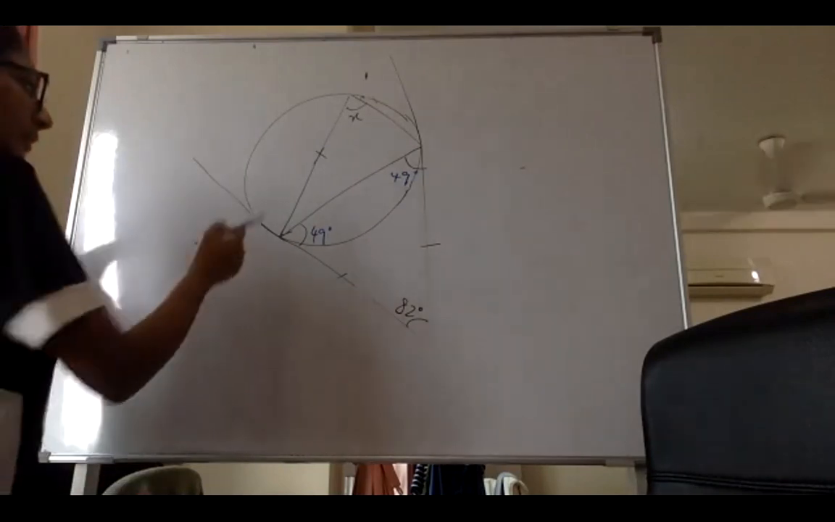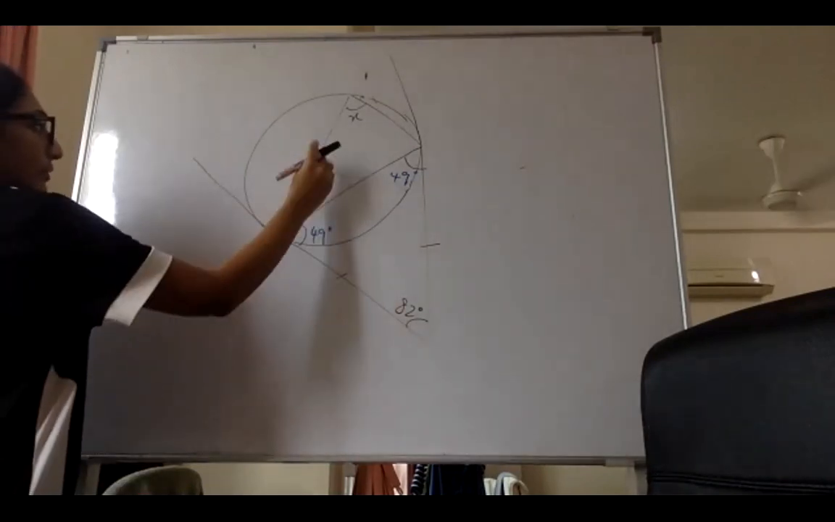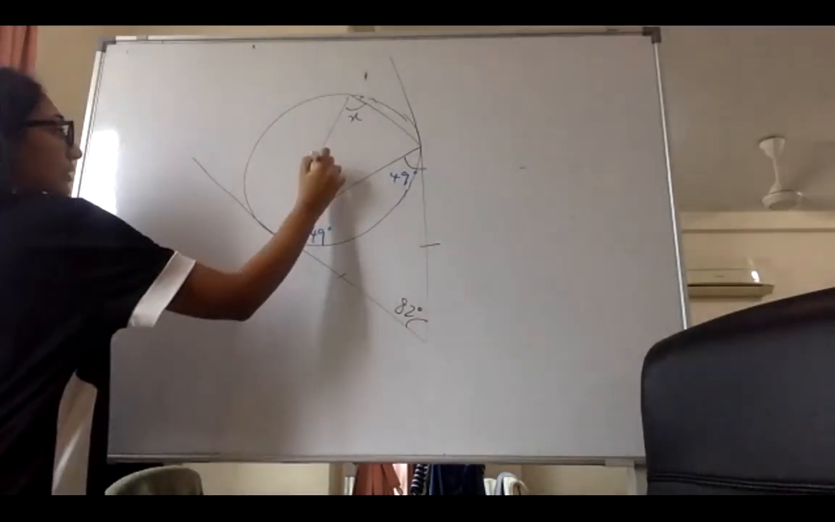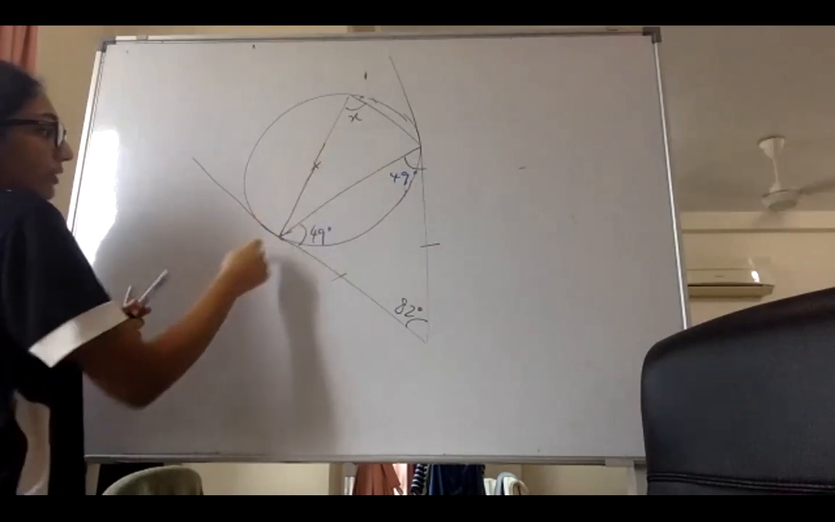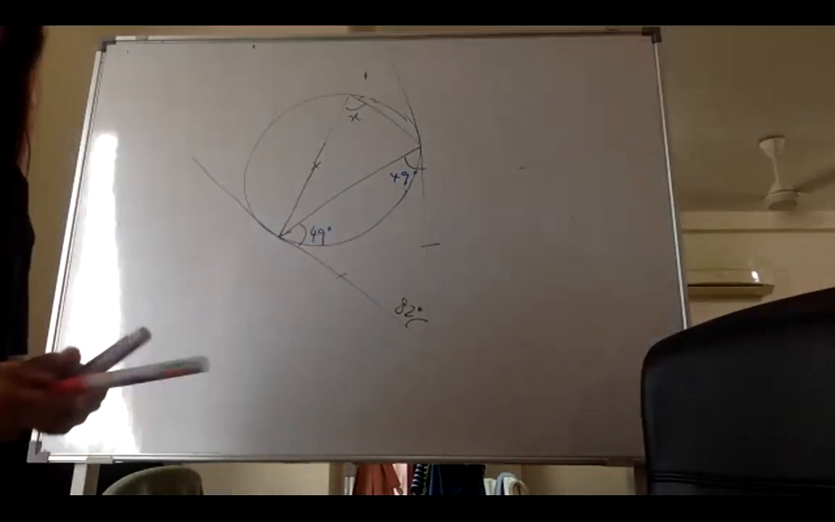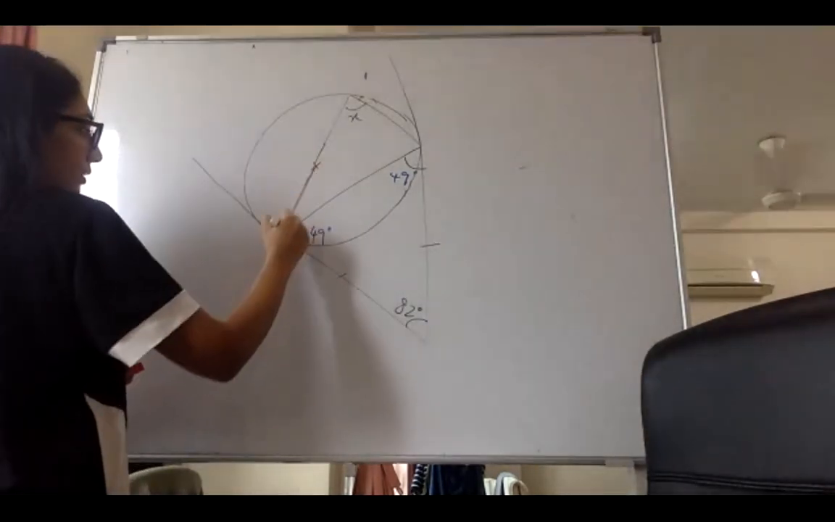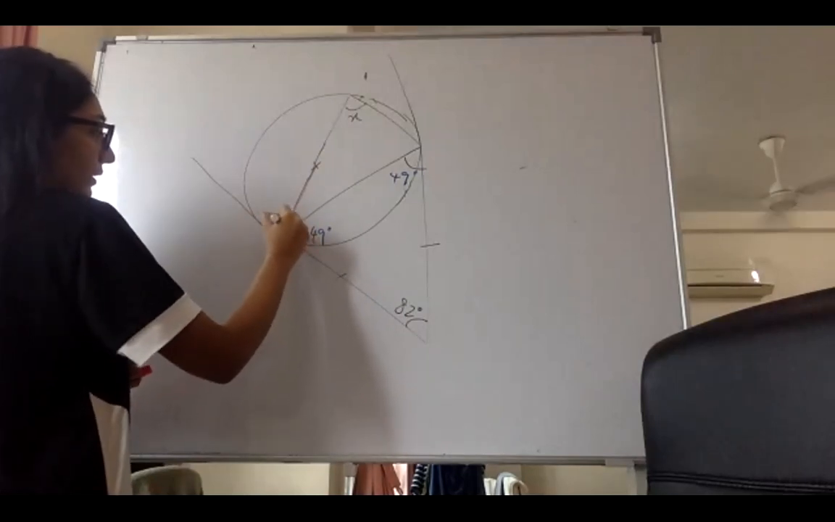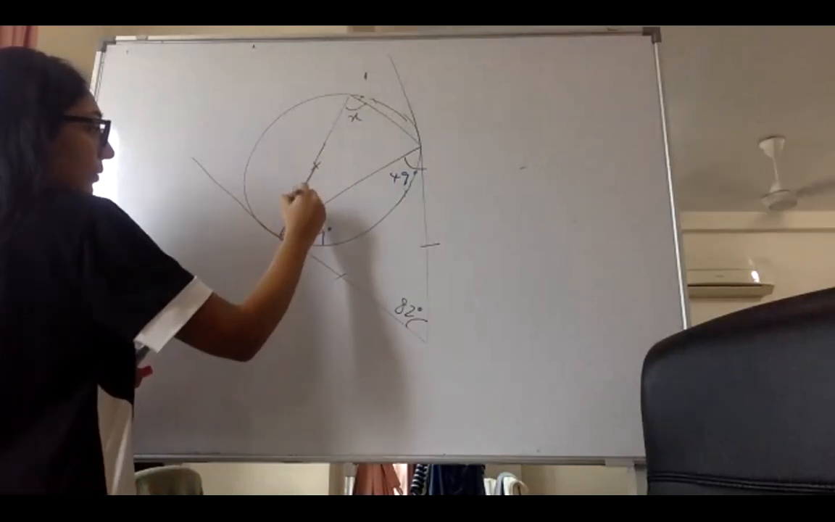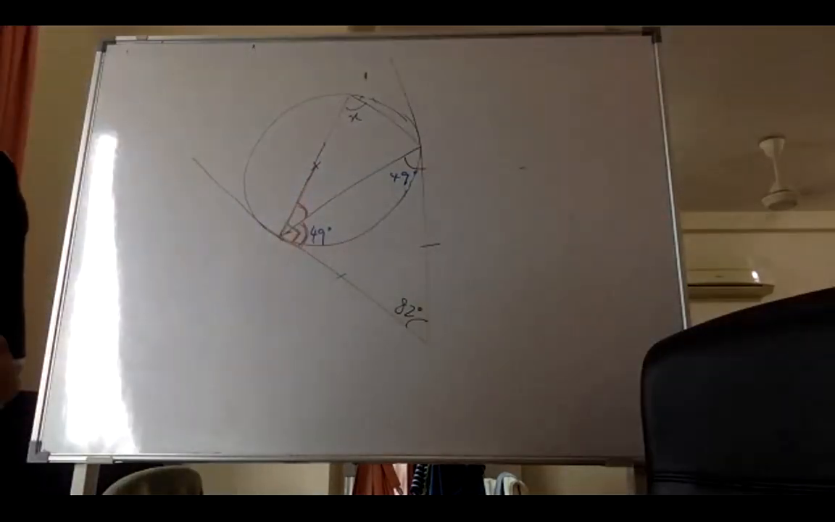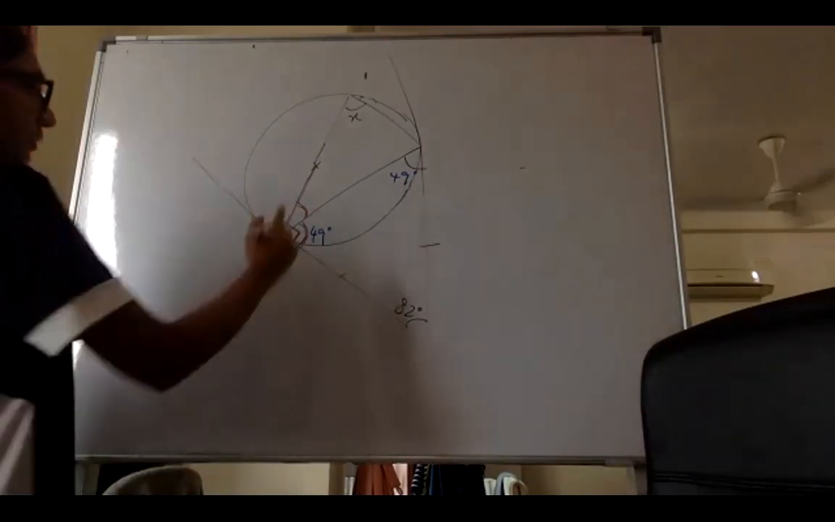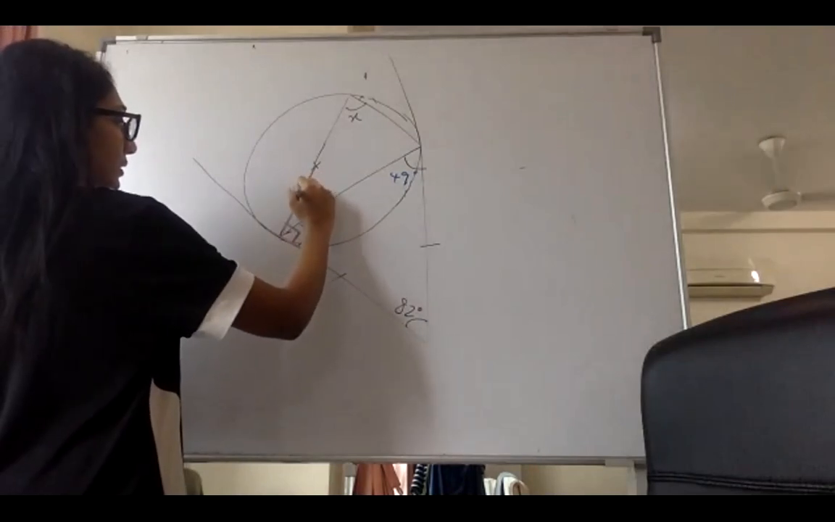We know that this is a tangent and this is going to the center of the circle. So if I have a tangent going to the center of the circle, what will the angle be? 90. That means if this whole thing is 90 and this is 49, what is this? 41. Correct, 41.